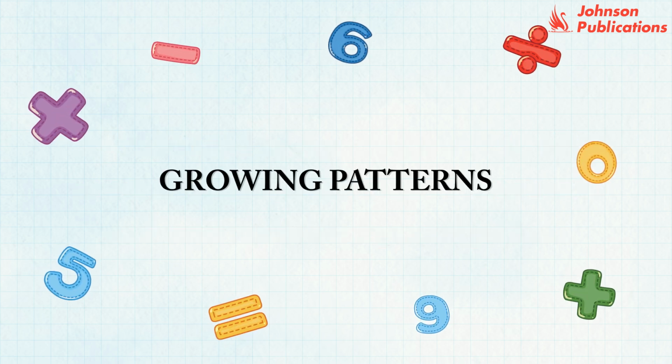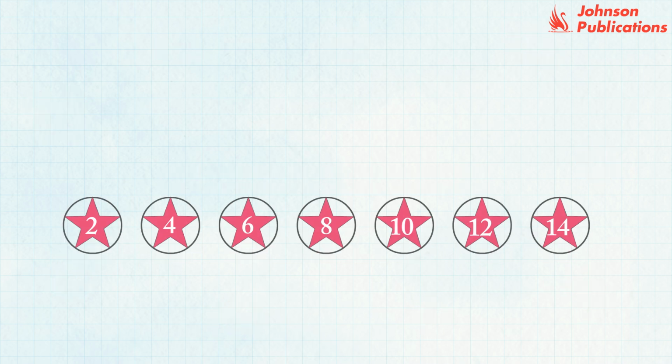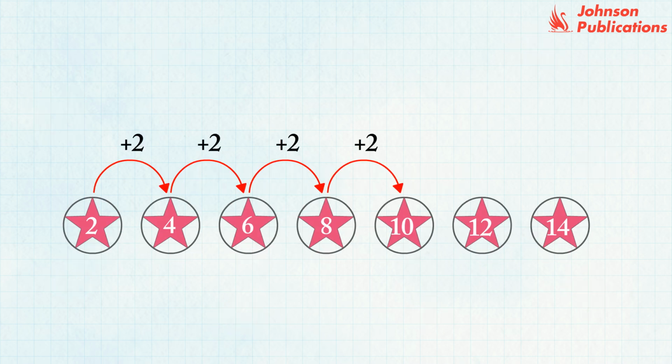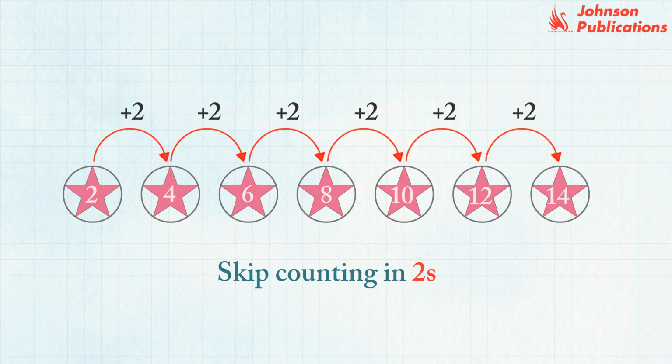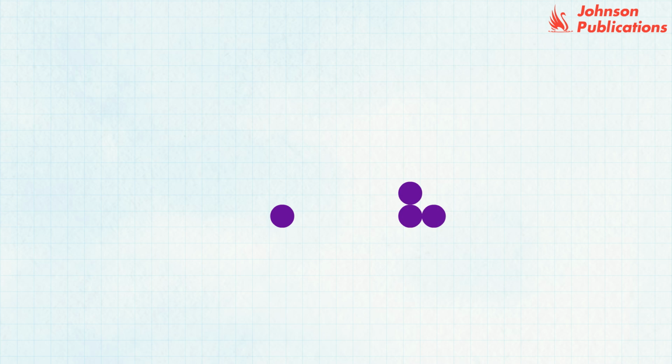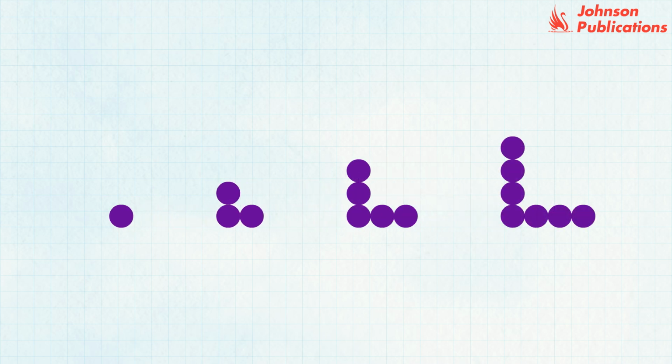Growing patterns. Observe the patterns on the screen. A number pattern is formed by skip counting in twos. Look at the next pattern. A pattern in which dots are increasing by adding two dots every time.